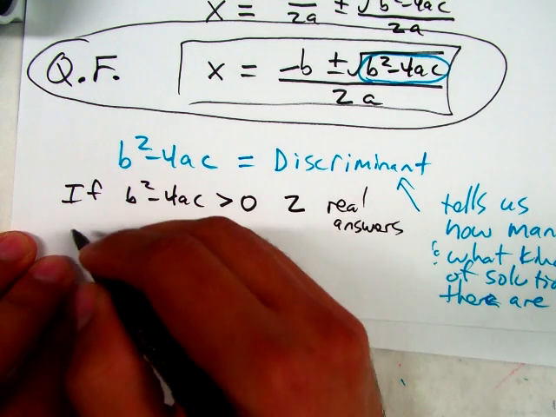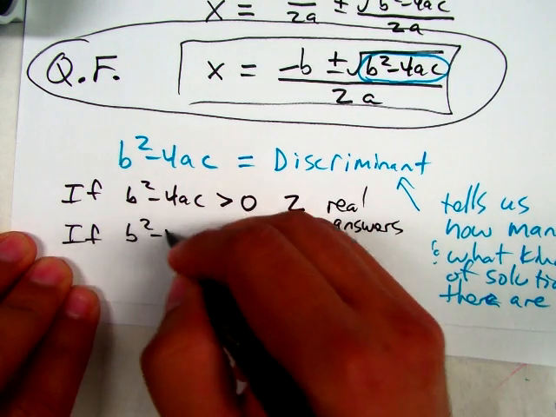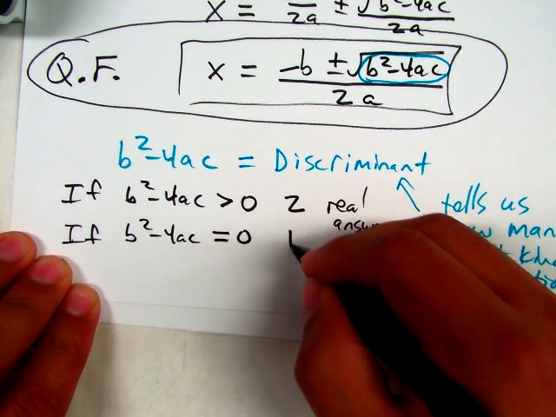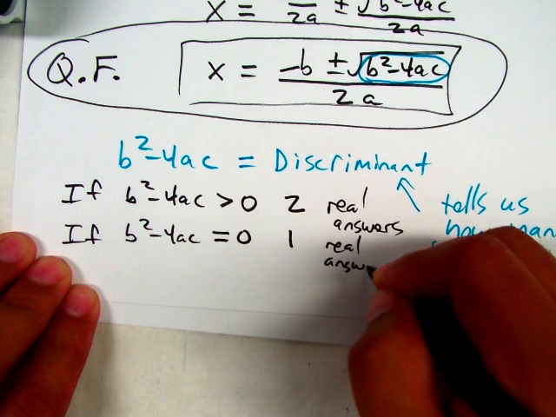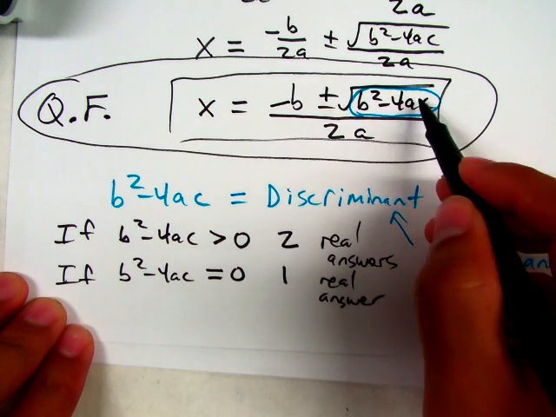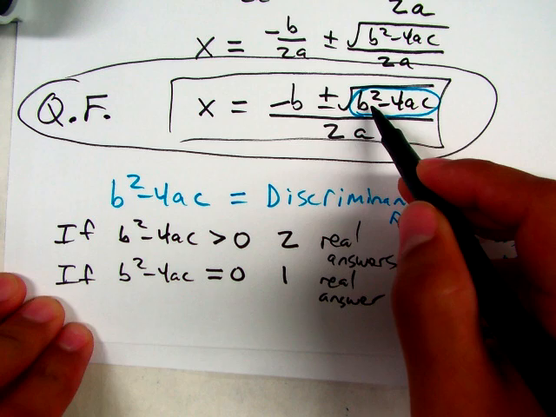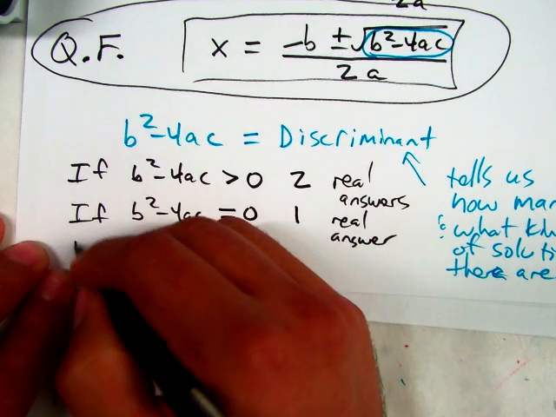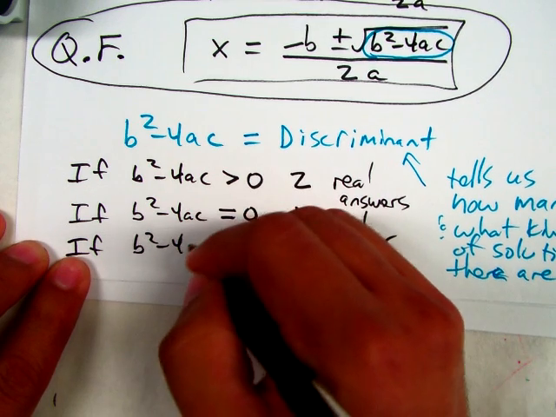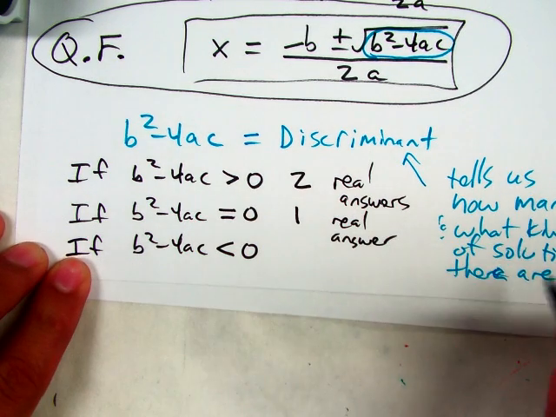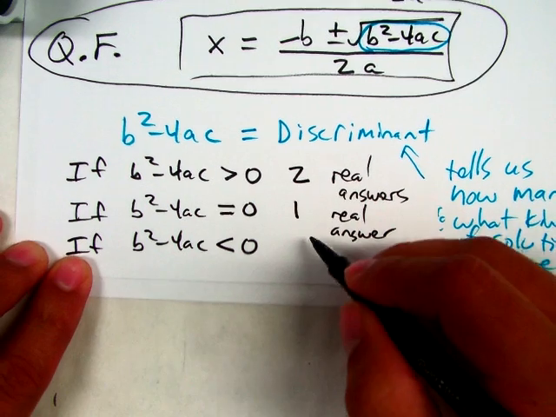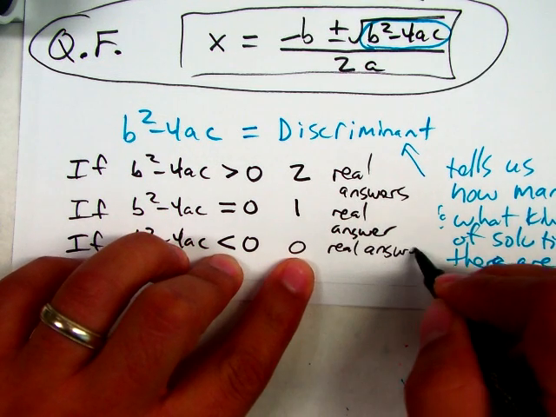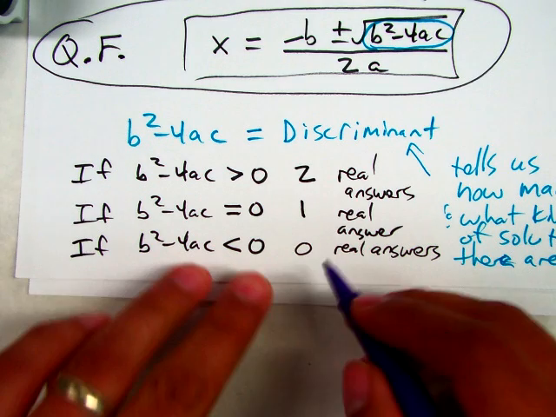If b squared minus 4ac is exactly equal to 0, 1 real answer. Why? Because it's 0. This becomes 0, so negative b plus or minus 0, you can just ignore it, right? The answer will just be negative b over 2a. And the last one is if b squared minus 4ac is less than 0, if it's negative, how many? 0 real answers, or we could say 2 imaginary.